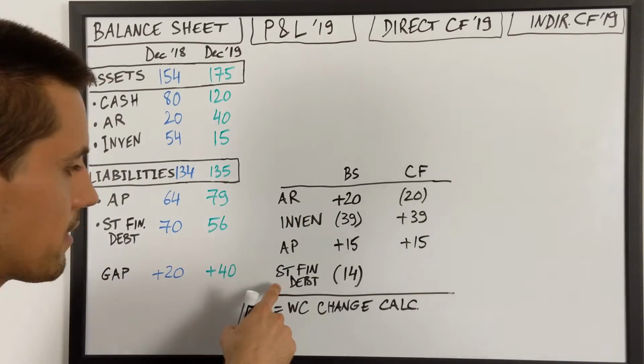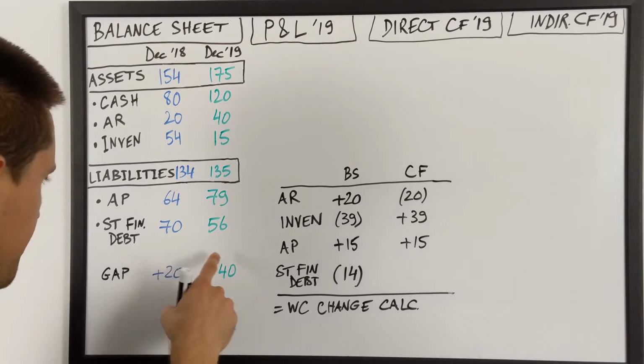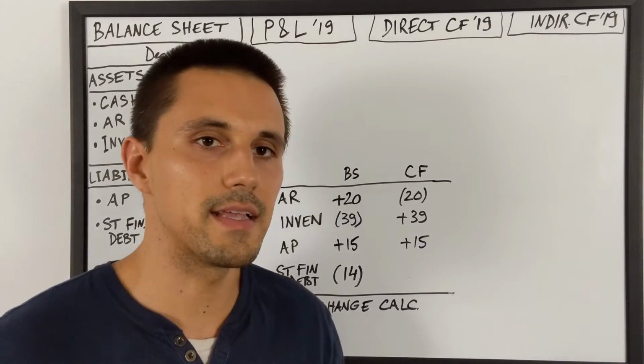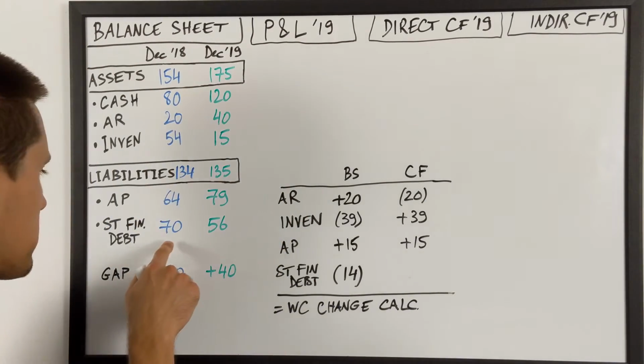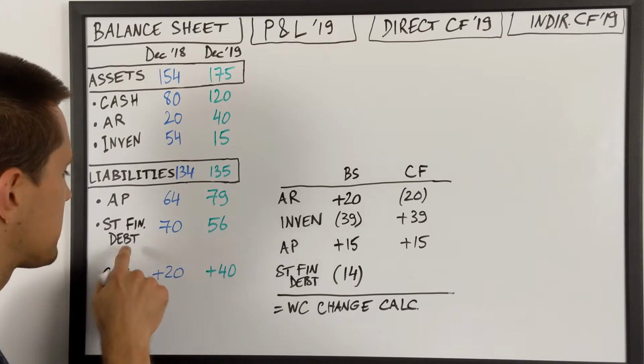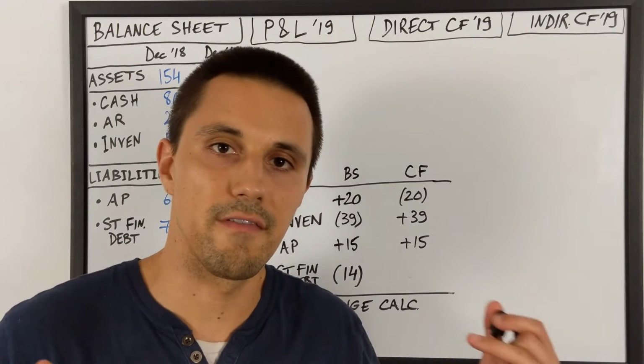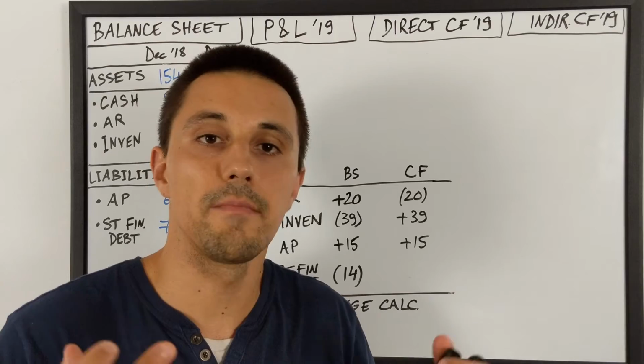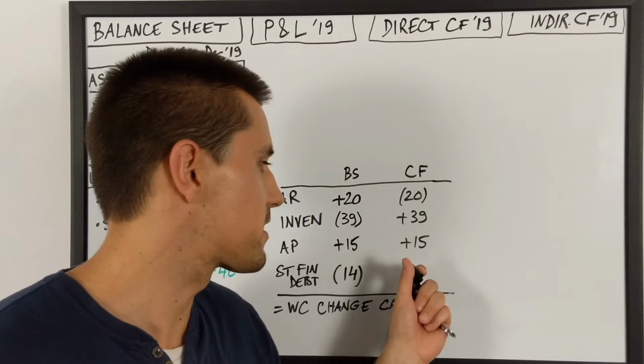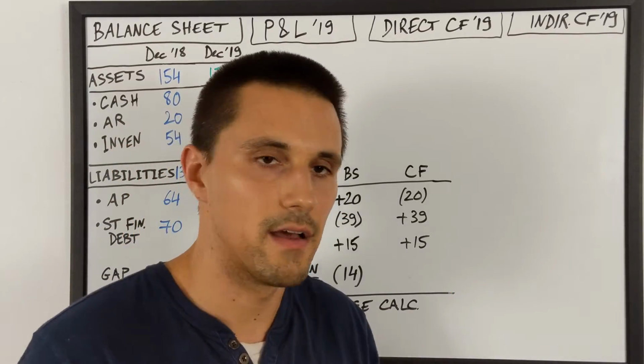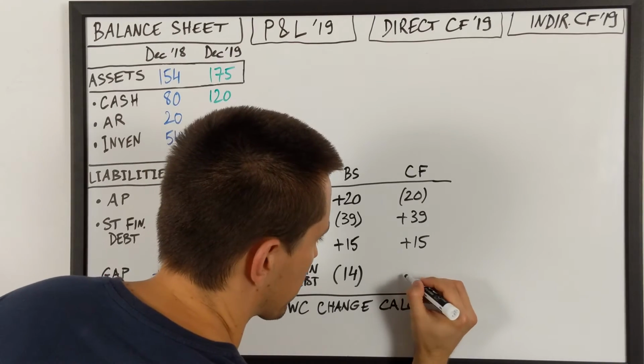And the last one, short-term financial debt going down. It means you have paid back. As you can see, it's going down from 70 to 56, the financial debt. It means you have paid back debt. That can be a good thing in the long term, but obviously for my cash, when you pay back debt, that has a negative effect.